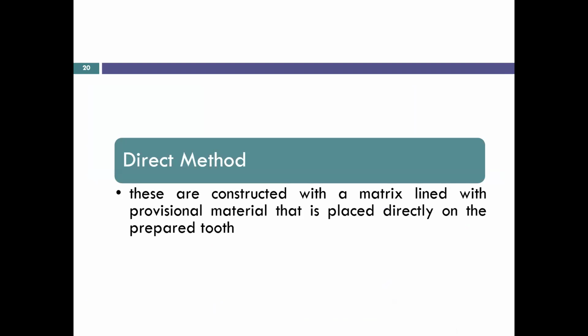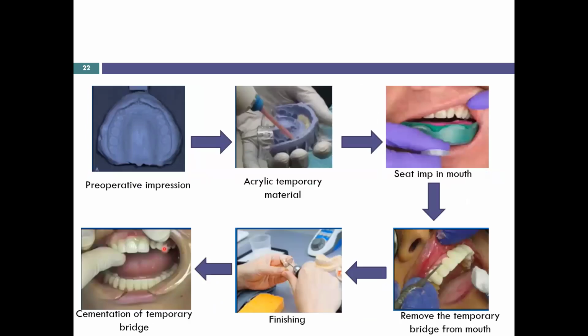The direct method: these are constructed with a matrix lined with the provisional material that is placed directly on the prepared tooth. This is the direct method. First we have taken the preoperative impression. Basically, it is a putty index. It can be an impression, and it can be used as an index. Now the acrylic temporary material is filled in that index. After the preparation of the tooth, we seat that impression in the mouth. Remove the temporary bridge from the mouth. Finishing is done, and cementation of the temporary crown is done.